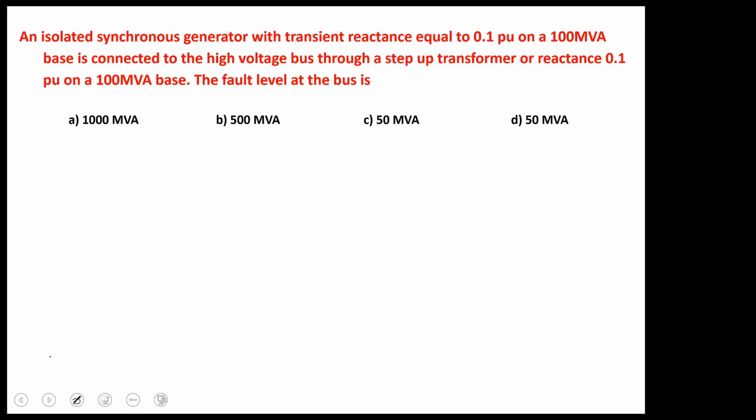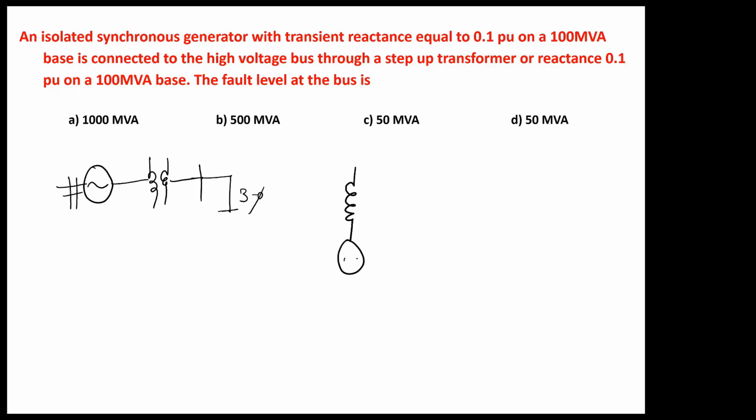So there is one synchronous generator which is connected to a transformer, and then there is a bus bar. So if a three-phase short circuit fault occurs on this bus bar, what is the short circuit MVA? That is the question. Okay. So how can you draw the per unit impedance diagram? First is the generator, next is the transformer, and next is the fault location. One at an angle 0. This reactance is 0.1 per unit. Transformer also 0.1 per unit.